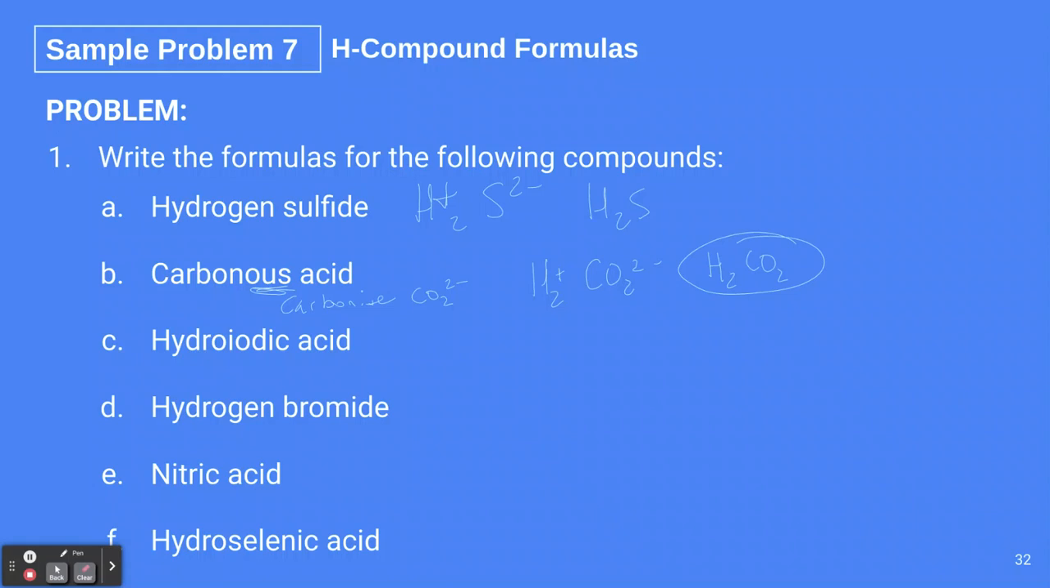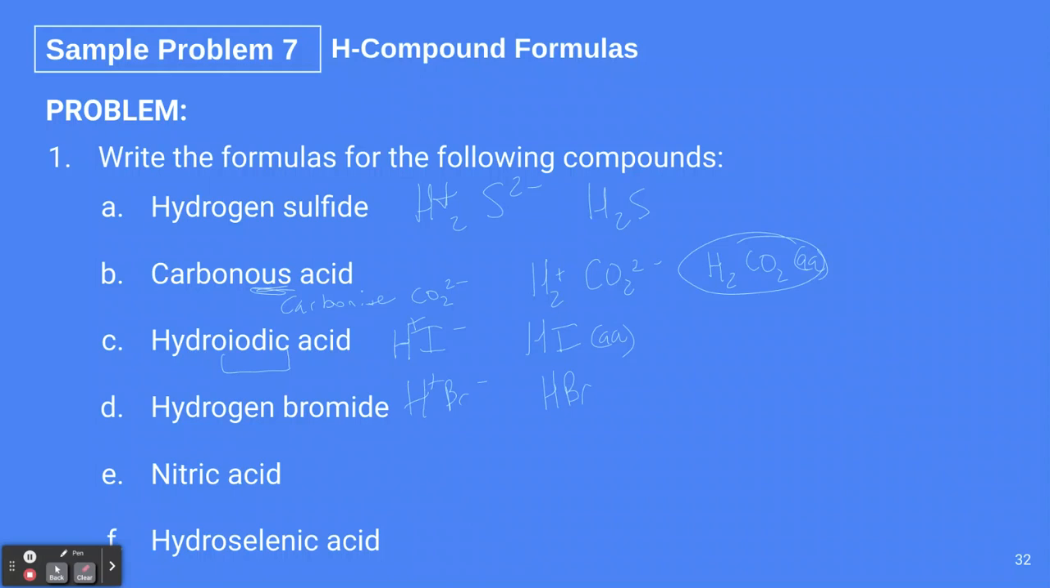Hydroiodic, this tells me I just need H and the other element. This other element, iodic, comes from iodine. Iodine has a -1 charge. The hydrogen has a +1, so HI is my formula. Hydrogen bromide. Sorry, both of these I should probably say are aqueous. My bad. Hydrogen bromide here is just a gas. Hydrogen and our bromine. -1, +1, so we just need 1 of each, HBr.